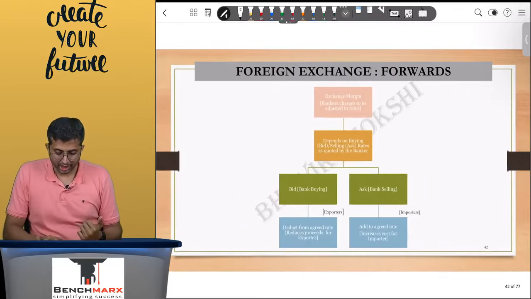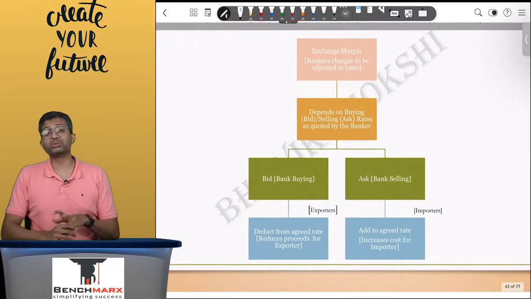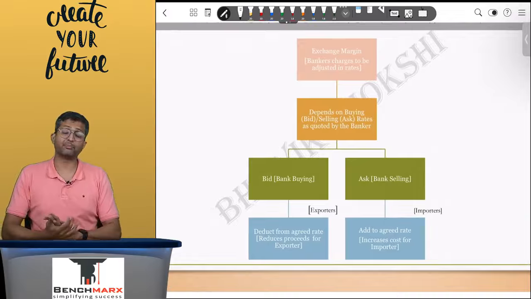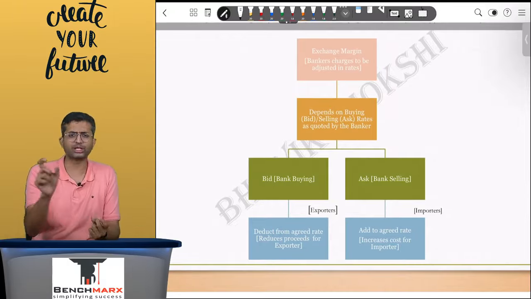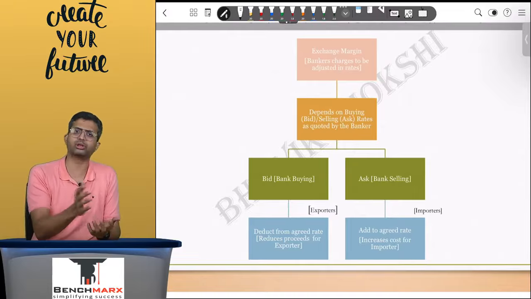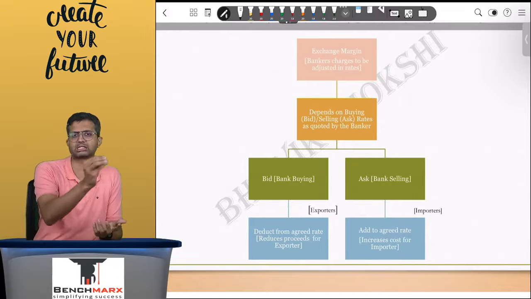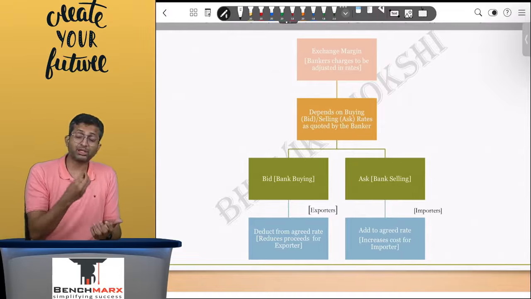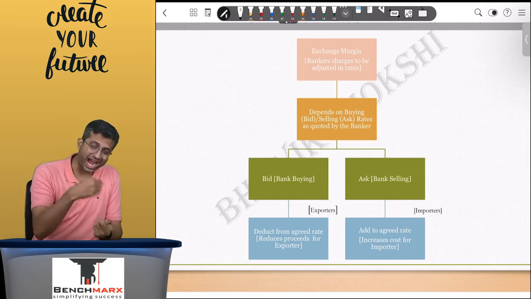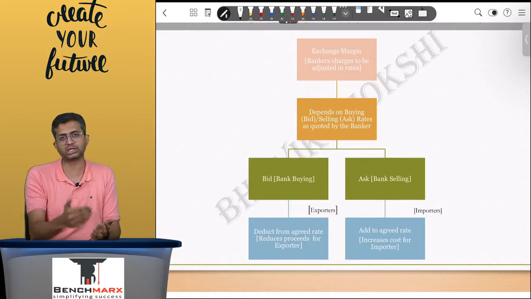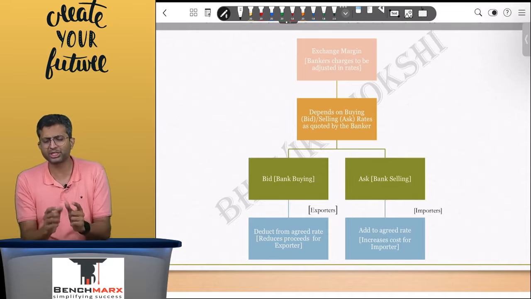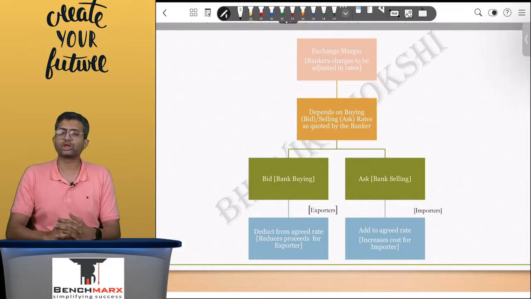In certain questions, there can also be exchange margin, where a banker might be charging margin. Whenever the exchange margin is given based on a buying or selling rate, typically a banker will charge margin based on the banker's buying or selling rate. Typically, if you are an exporter, the margin will be added, it will increase your cost. If you are an importer, margin will be added, it will increase your cost. If you are an exporter, margin will be deducted, it will reduce your net proceeds.